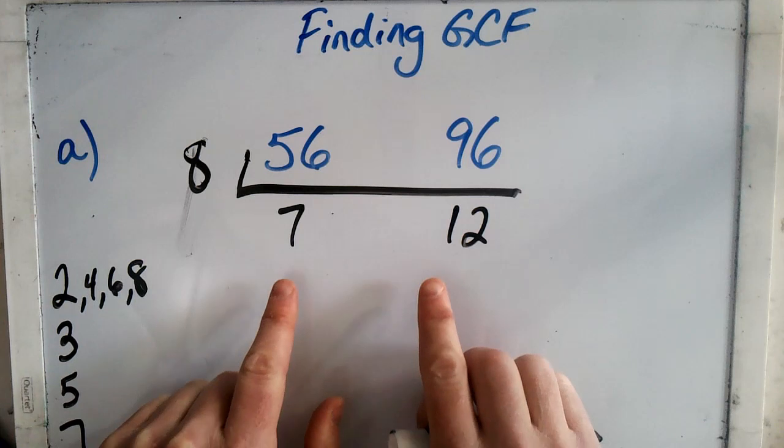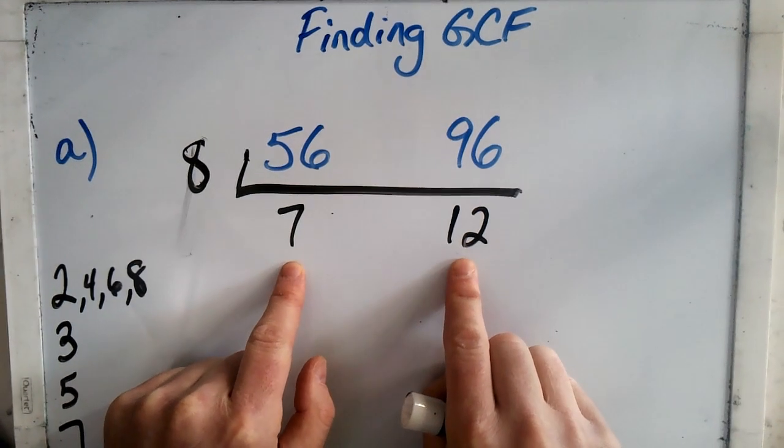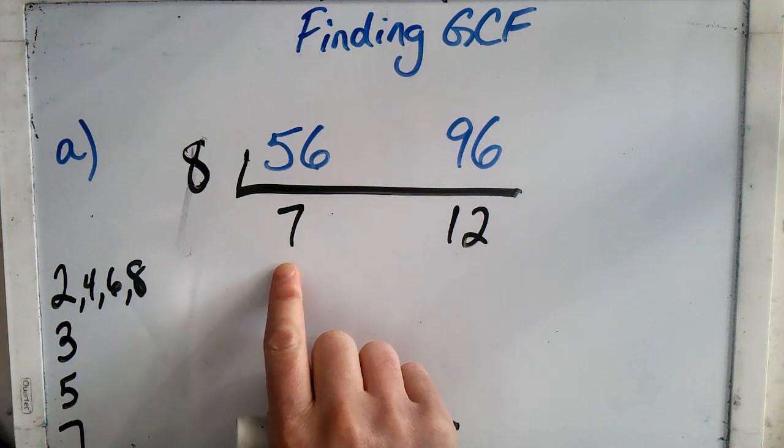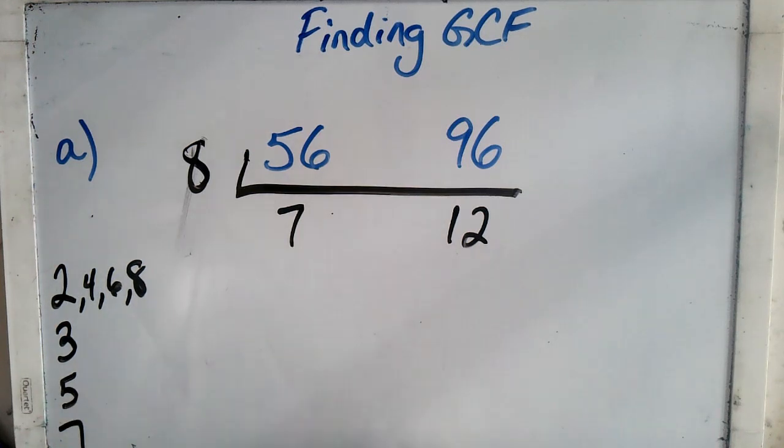Now I always have to check again. 7 and 12. Does any of these numbers go into both of them? 7 is prime and it doesn't go into 12, so I'm done.